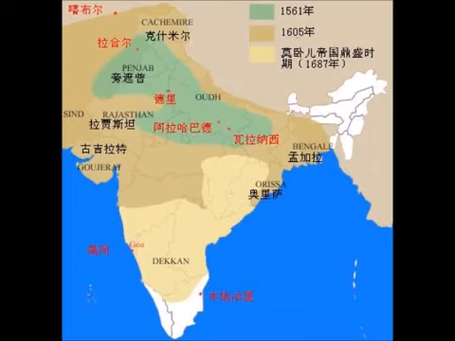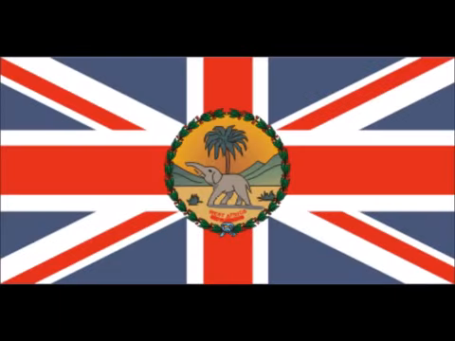Rates of anglicization may be calculated by comparing the number of people who usually speak English to the total number of people in any given minority language group.